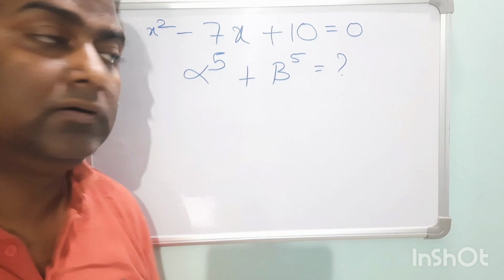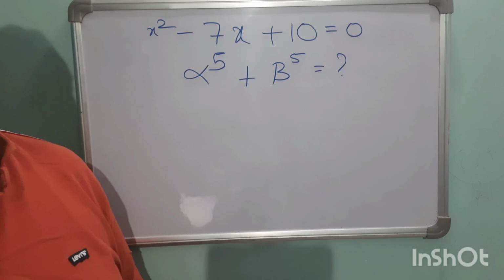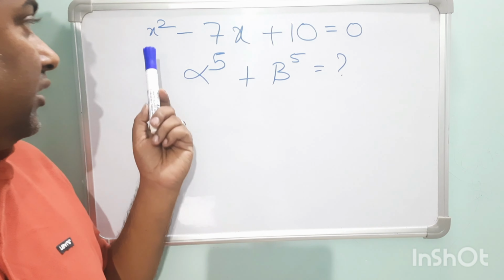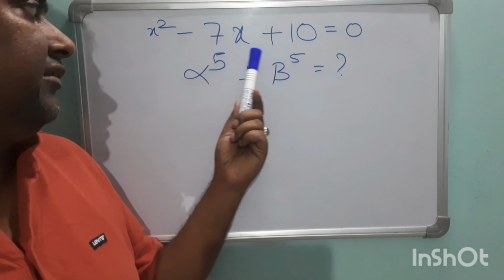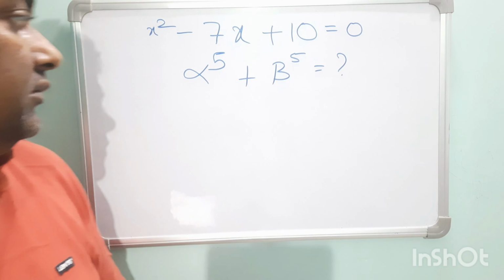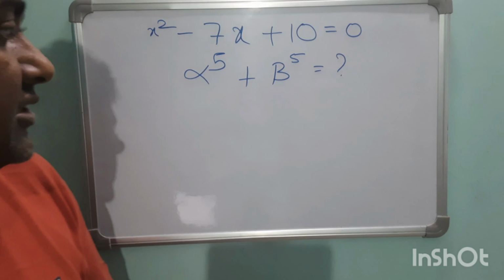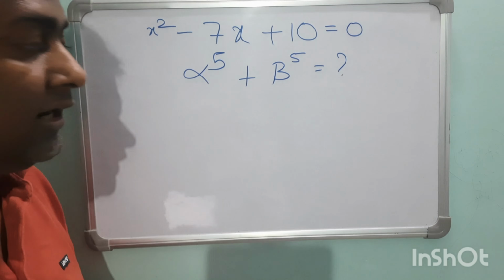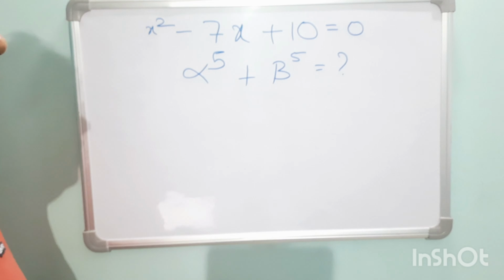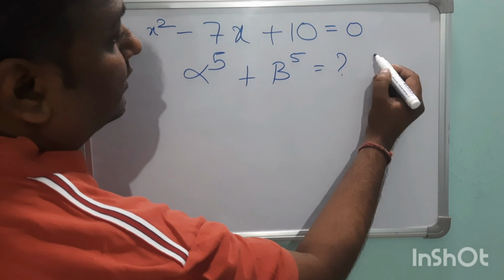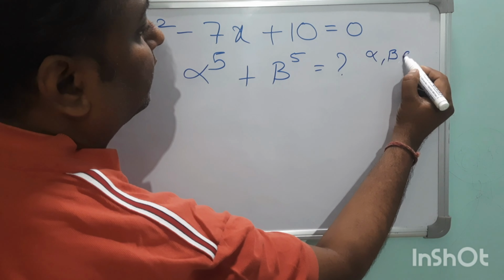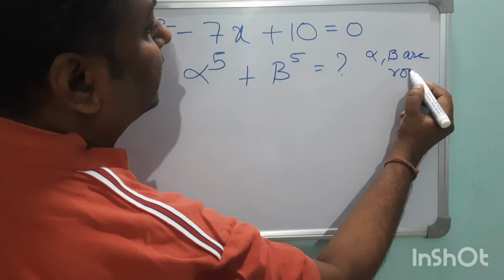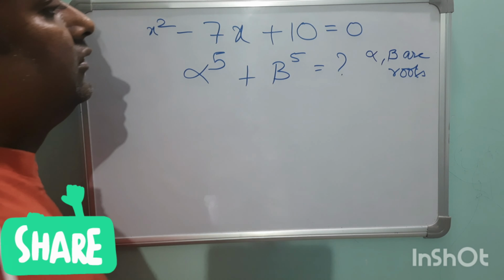Hi friends. So today we have got another quadratic equation, and this quadratic equation is x square minus 7x plus 10 equals 0, and they have asked to find out alpha raised to power 5 plus beta raised to power 5 equals what, where alpha and beta are the roots of the equation.